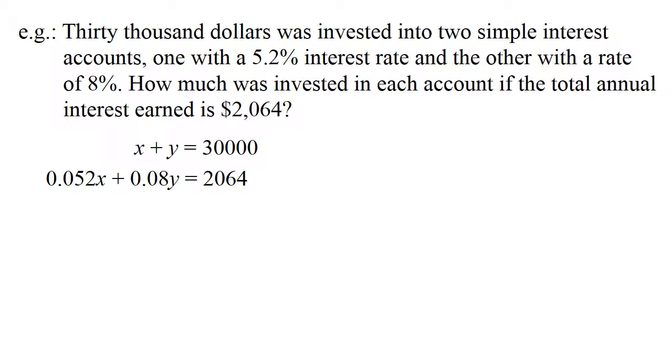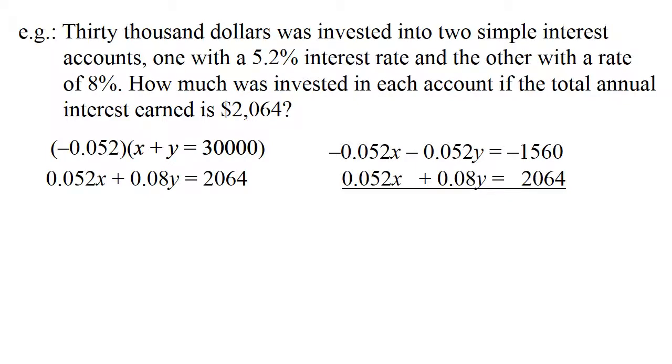So I'm going to multiply the top equation, all the numbers, by a negative 0.052. That'll cancel out my X terms. So rewriting these, multiply everybody by negative 0.052, so times X, times Y, and then times 30,000 gives me this new equation. And then if I bring the other equation over, make sure everybody's lined up with each other, and then I'm just going to add down. I'll see the X's will cancel out. 0.08 minus 0.052 gives me 0.028, and then combine the dollar amounts, and I get 504.